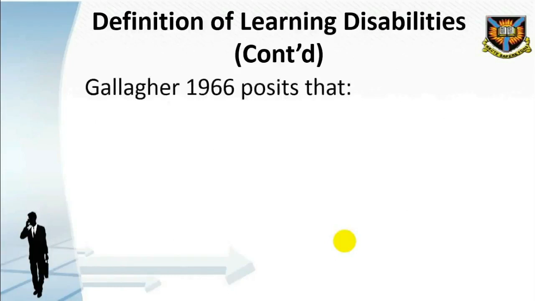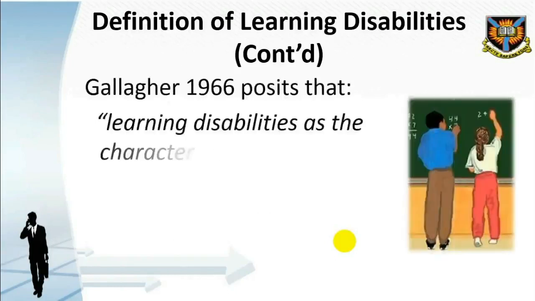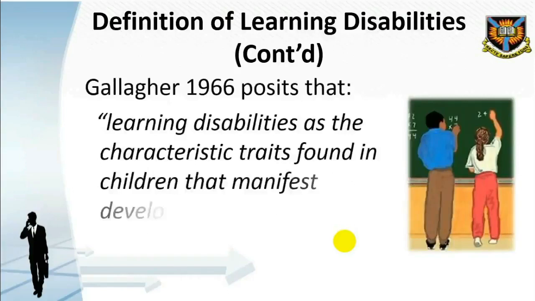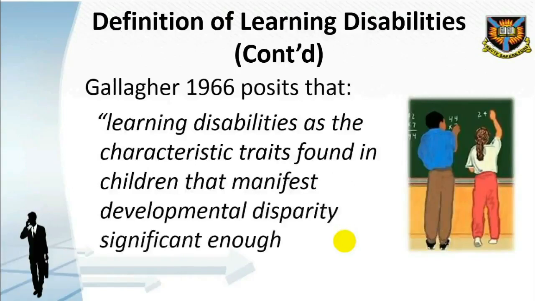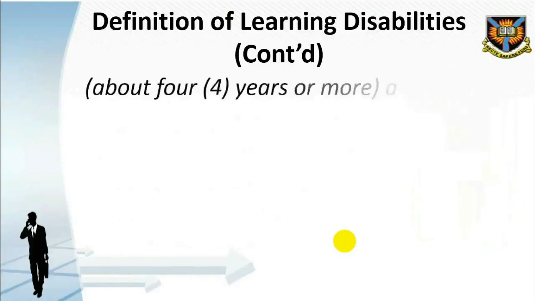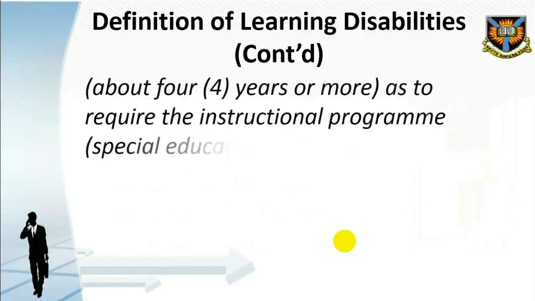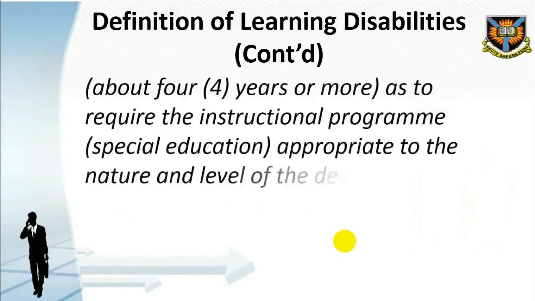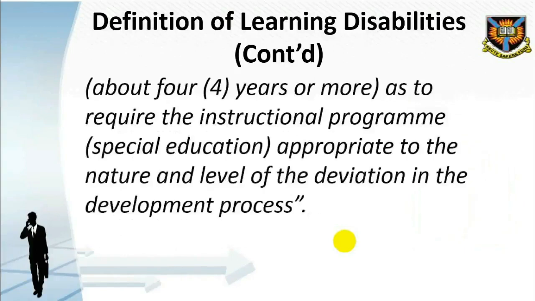Gallagher, 1966, posits that learning disabilities are the characteristic traits found in children that manifest developmental disparity significant enough, about 4 years or more, to require an instructional program of special education appropriate to the nature and level of the deviation in the development process.